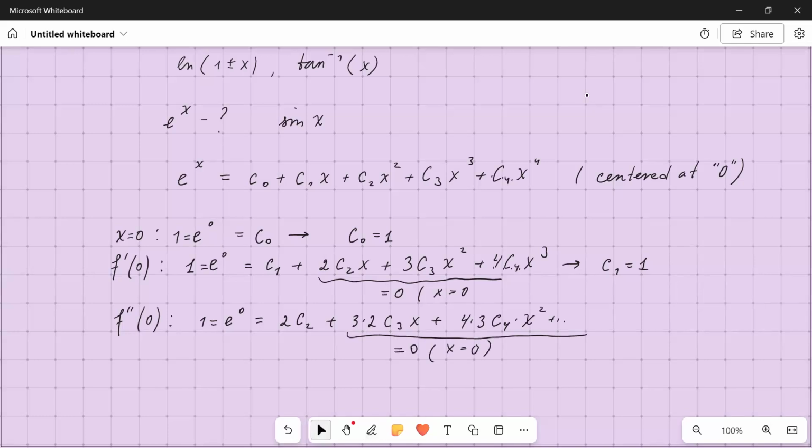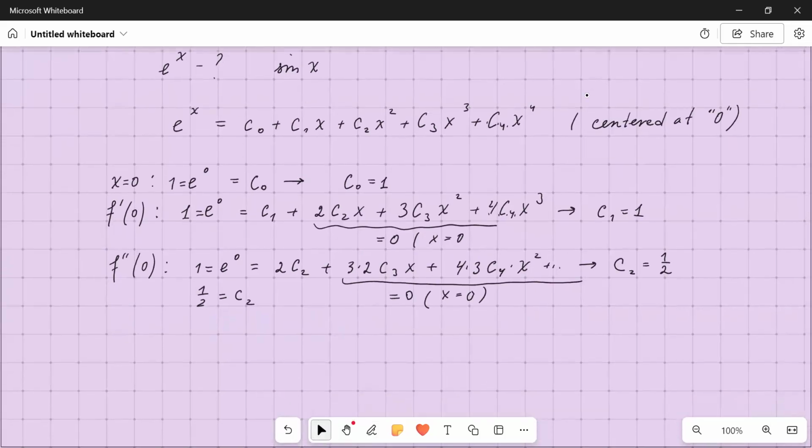X is equal to 0. So what am I going to have? Well, for C2 the expression is not C2 equals 1, but C2 equals 1 over 2, right? So my conclusion is C2 equals 1 over 2. And you see what I'm doing? I'm doing differentiation to remove the x.